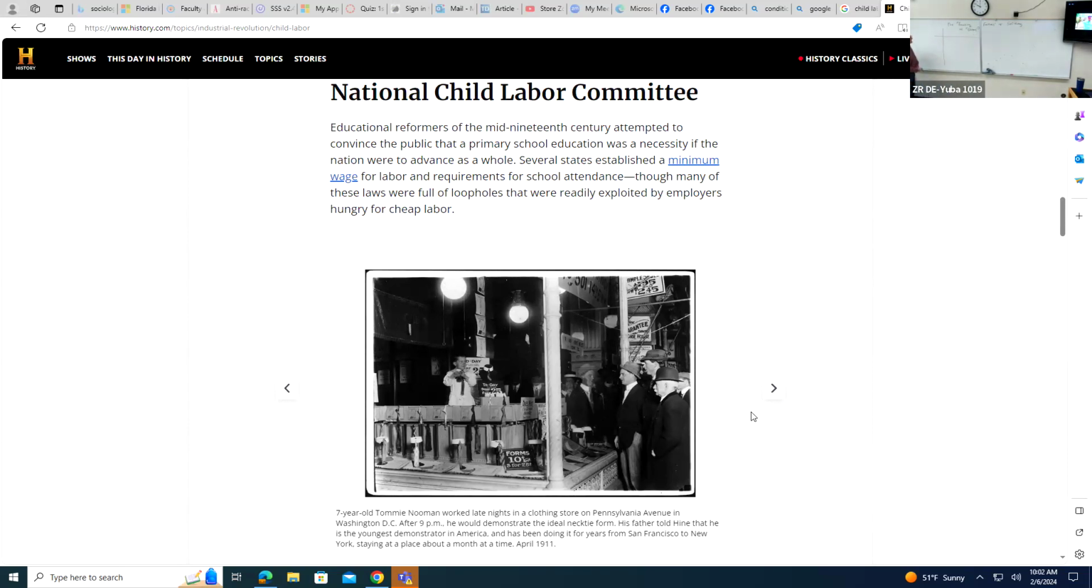And so we're going to learn about Karl Marx and Emile Durkheim and Max Weber. These are the quote-unquote founding fathers of sociology.